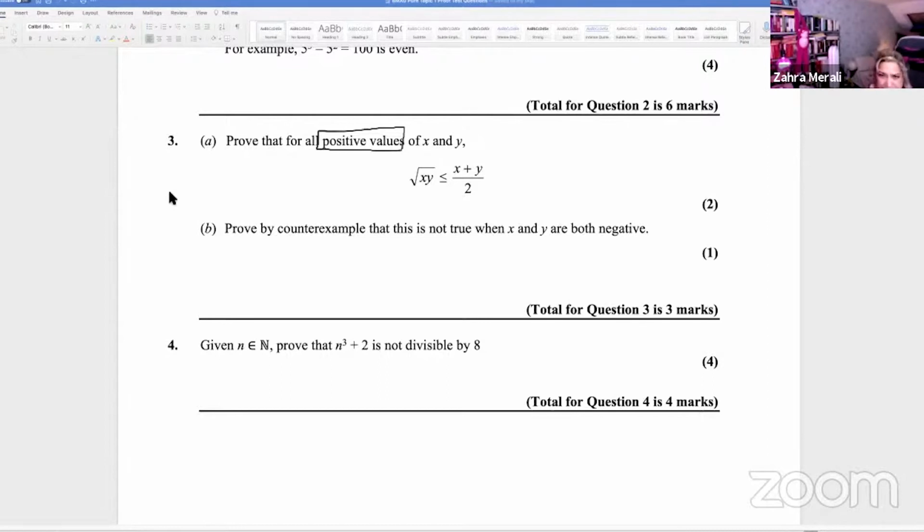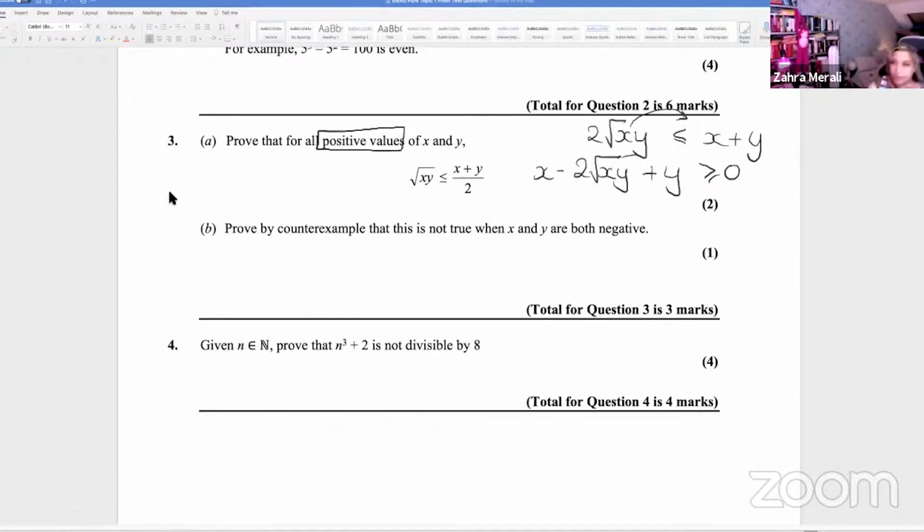So proof for all positive values, this is the case. I look at that and go, oh, that looks a little bit strange. I'm going to multiply the 2 up. Not really sure what I'm doing yet, but it's only 2 marks. It can't be too tricky. So it's x plus y. And then I'm going to put everything on one side. So I'm going to move this onto that side. I get x minus 2 root xy plus y greater than or equal to 0.